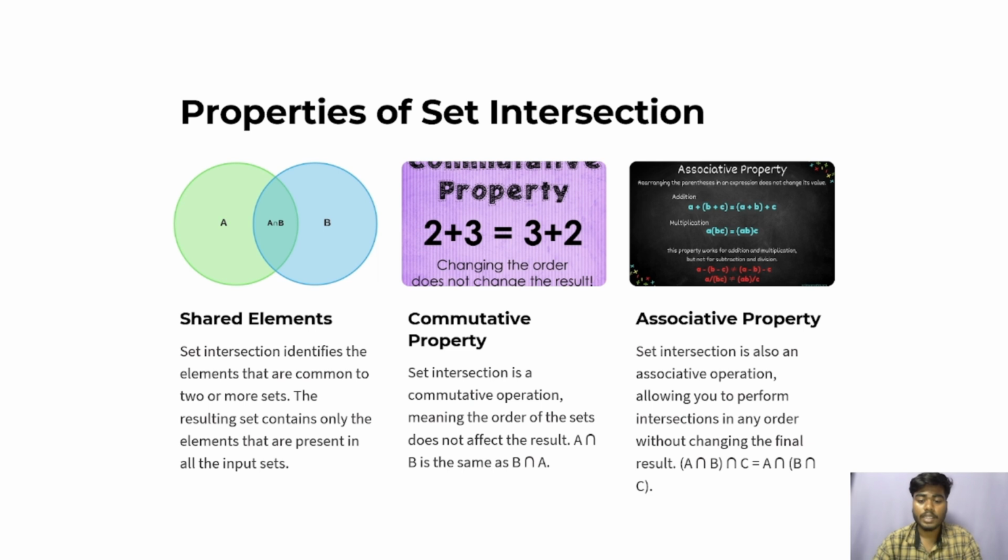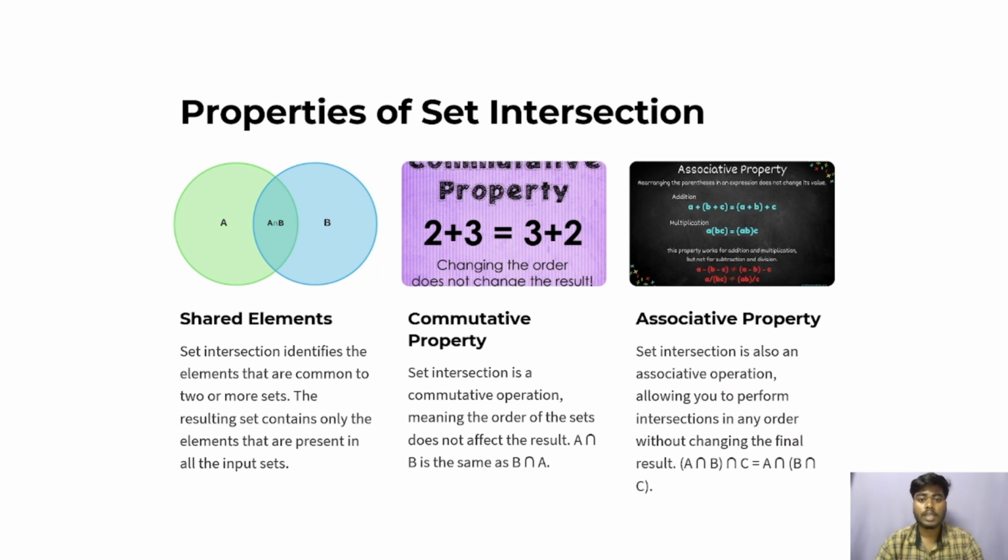The second property is the commutative property. Set intersection is a commutative operation. It means that the order of the operands does not affect the result. It is like 2 plus 3 is equal to 3 plus 2. Set A intersection B is the same as B intersection A.